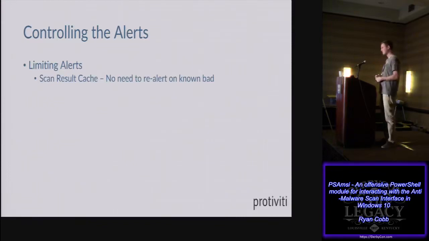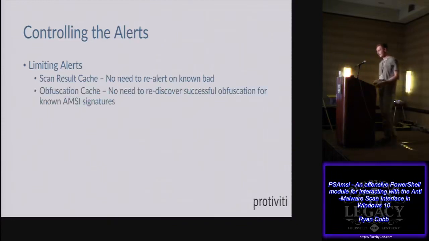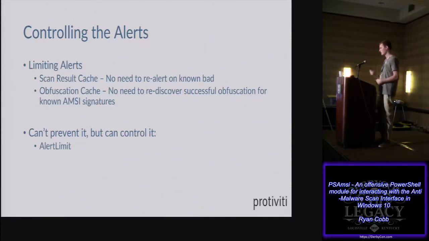So we can't really prevent the alerts from being generated, but we can limit them and control them really tightly. So to limit alerts, PSAmsi uses a scan result cache so that it will remember all of its scan results. We saw an example of that right at the beginning of the presentation. So that if it sees a signature that it already knows has been detected, it won't rescan it and generate a new alert. It'll just tell you that it is detected. Secondly, it maintains an obfuscation cache. So when it finds a successful obfuscation attempt for a given signature, it will just reuse that obfuscation attempt instead of re-alerting trying to find it again.